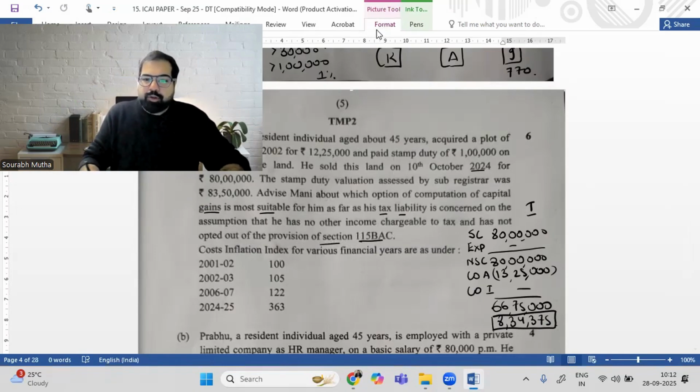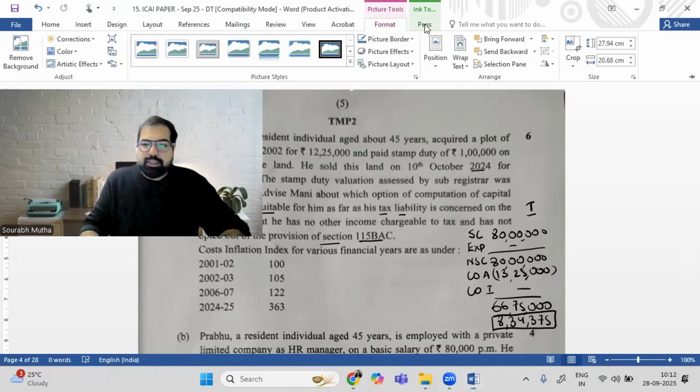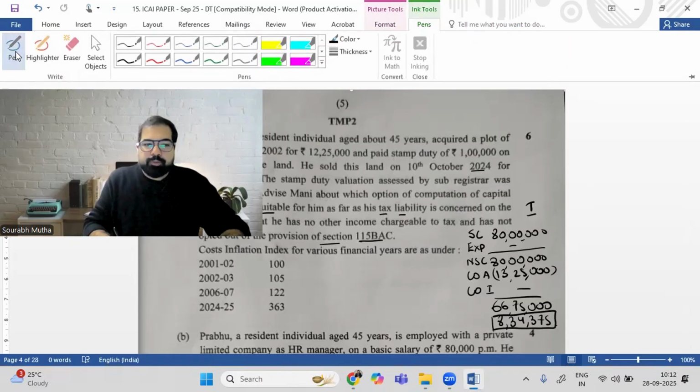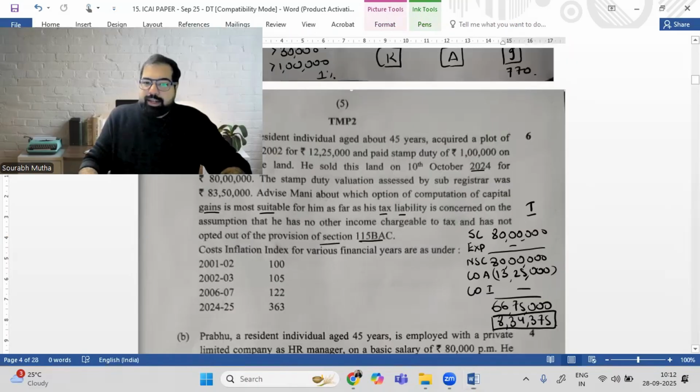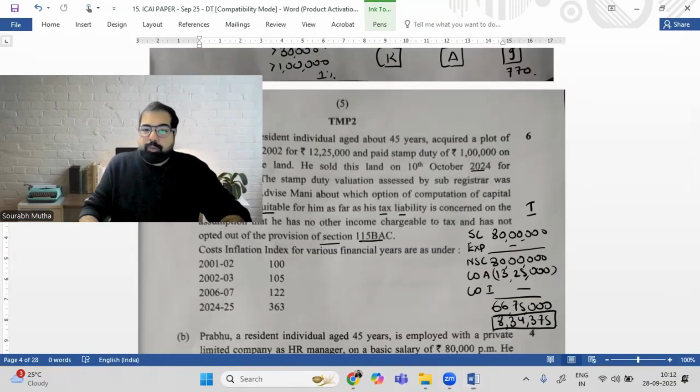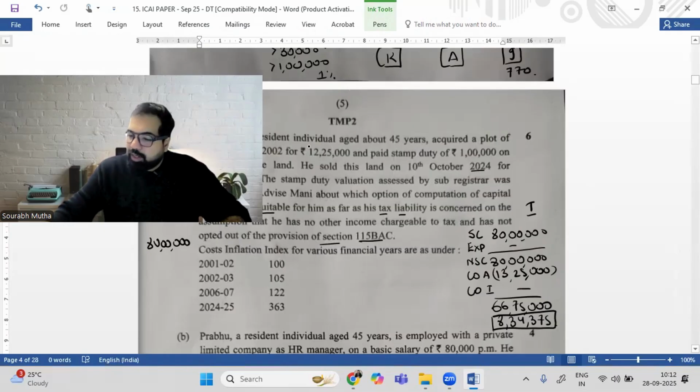What is there in option number two? Option number two is also something similar. Let's see what is option number two here. Option number two says you can take indexation, but tax will be at 20%, not 12.5%. So let's see. Sale consideration still remains 80 lakh. Your expenses are nothing. Net sale consideration is also 80 lakh, but this 13 lakh 25,000 will now be indexed.